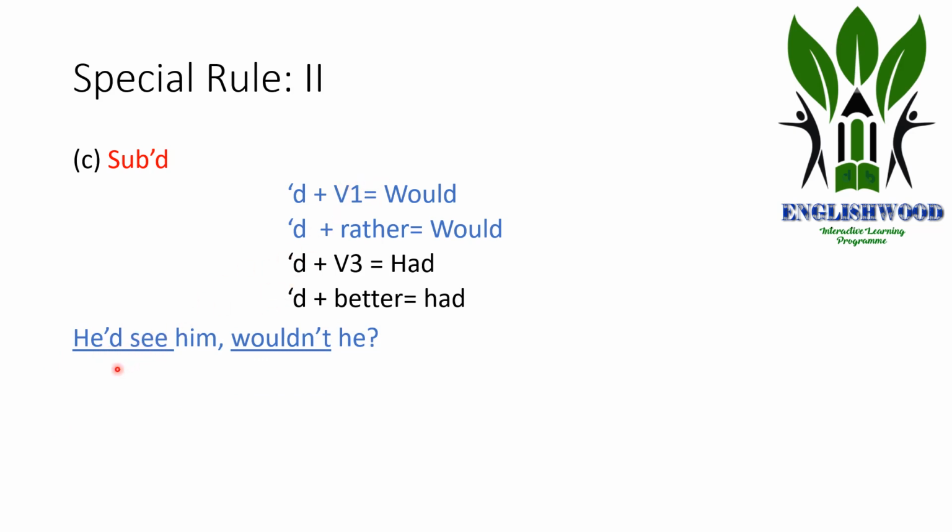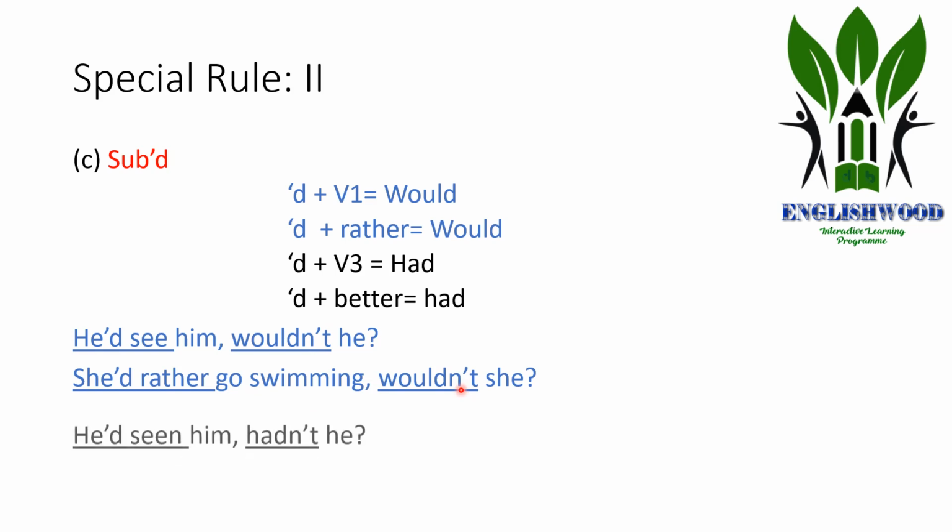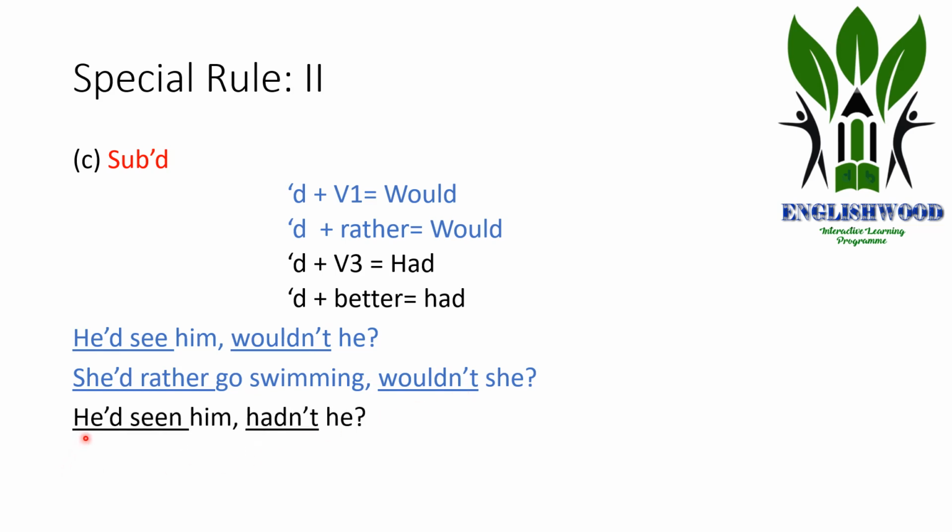For example, he'd see him. So here he'd plus see, see is verb 1. This is the structure. Therefore, here 'd means would. Therefore, we say wouldn't he. She'd rather go swimming. Yes, she'd rather means would rather. Simply remember would rather. Therefore, she would rather go swimming means wouldn't she.